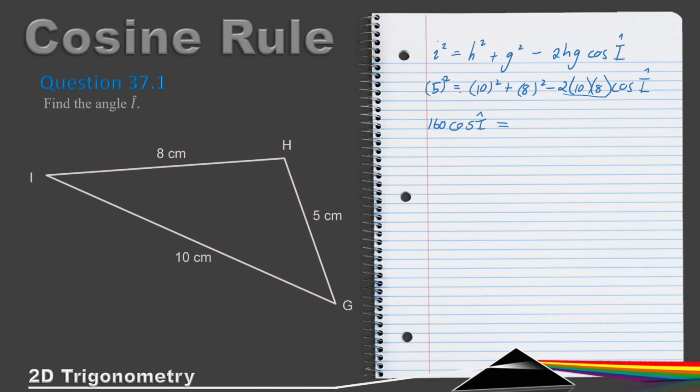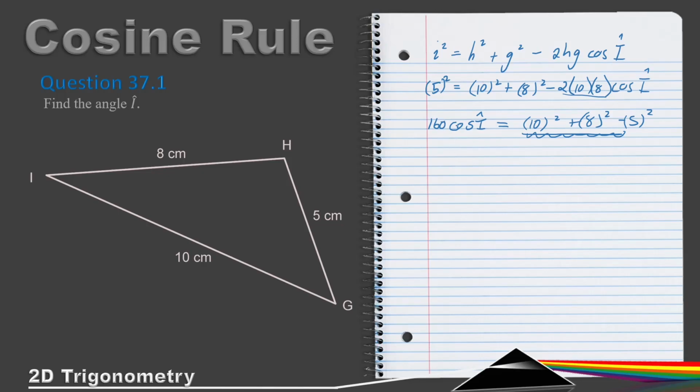Equal to 10 squared plus 8 squared minus 5 squared, all over, oh, not yet. We just brought this term to that side and that term over to that side.